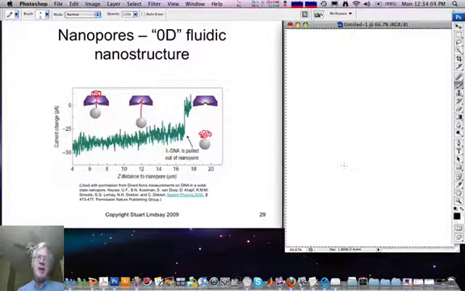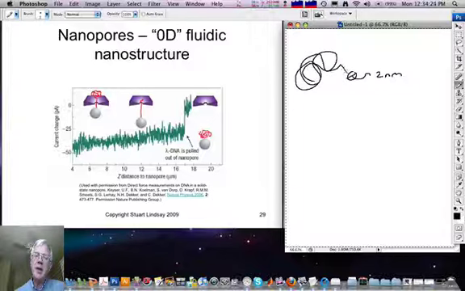An extreme limit of this kind of process is to use an orifice so small that only one DNA molecule can pass through it at a time. So by making an orifice by using an electron beam as a drill of just 2 nanometers diameter, a DNA molecule coiled up here can only pass through one base at a time.